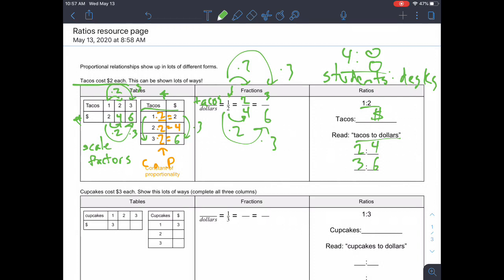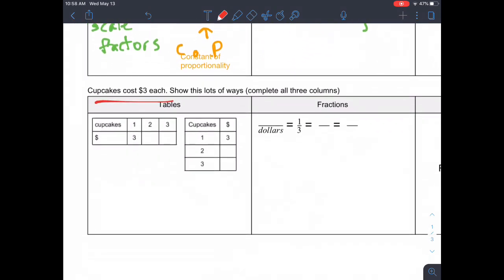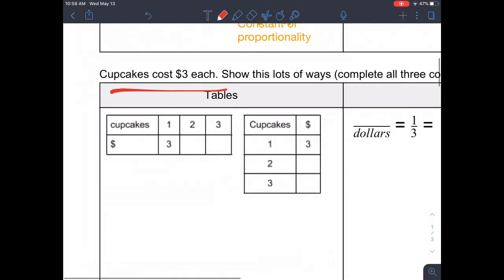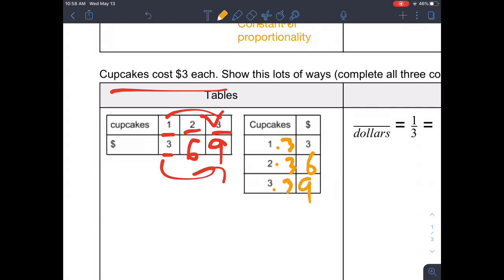So let's try to reinforce that with one more example. Now our cupcakes cost $3 each. So it's very similar to the last problem, except instead of tacos, we've got cupcakes. So if one cupcake is $3, two cupcakes will be $6. Three will be $9. And again, we can do that with scale factors, multiplication, or we can use our constant of proportionality to calculate it.